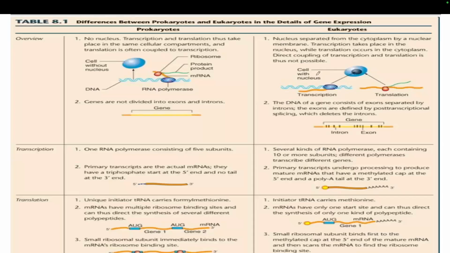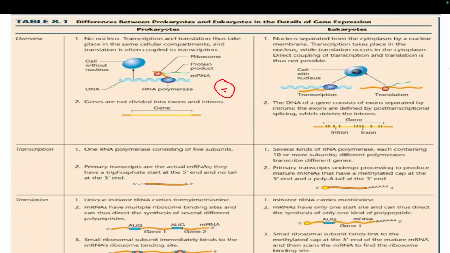So this is a certain difference between the prokaryote and eukaryote gene expression. If we see, there is no nucleus in the case of the prokaryote, so the transcription and translation take place in the same cellular component. Okay, and the translation is often coupled to the transcription. In the prokaryote, only the cell membrane is present, there is no nuclear membrane, so transcription and translation both happen together, in the same place.